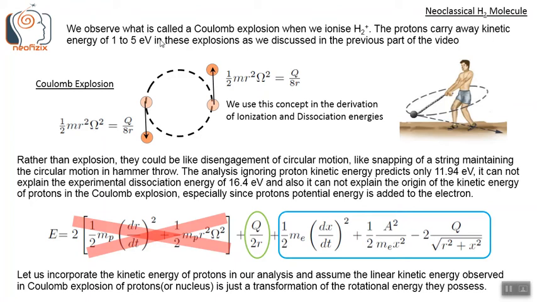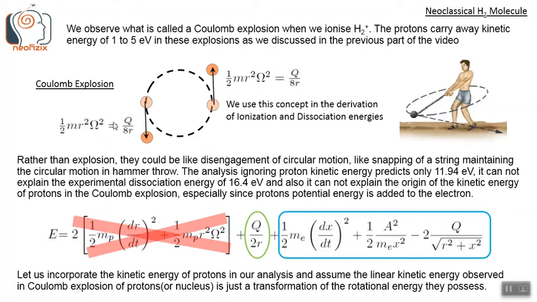The protons carry away a kinetic energy of about 1 to 5 electron volts in these explosions, as we discussed in the previous part of the video. So this is how we visualize the Coulomb explosion. This is the circular orbit in which the protons were present. So the rotational energy of this is half m r square omega square, which is equal to q by 8r, where r is the separation length between these two protons.